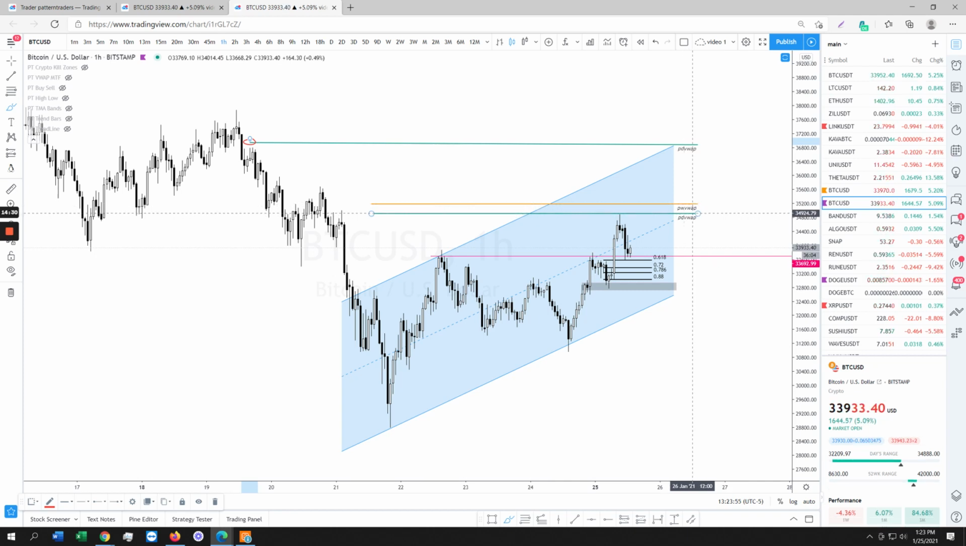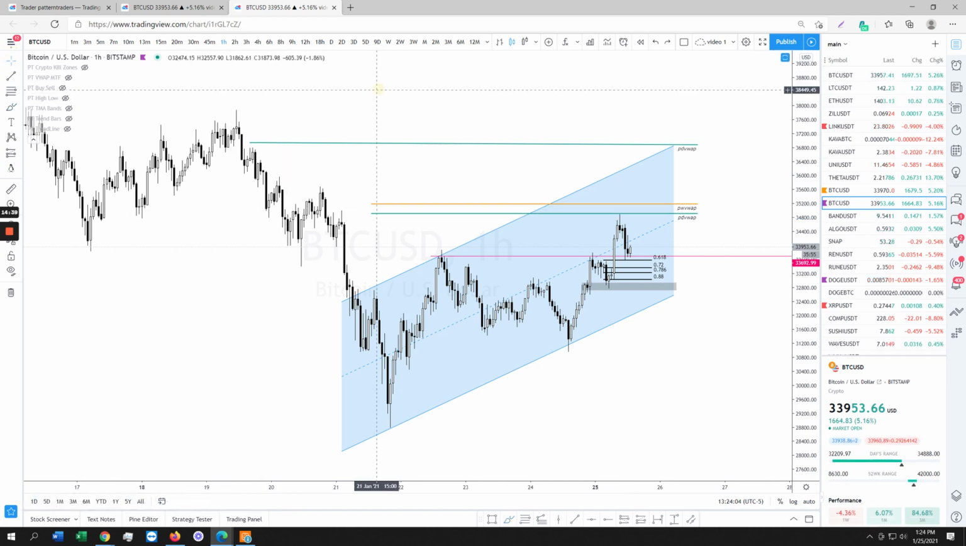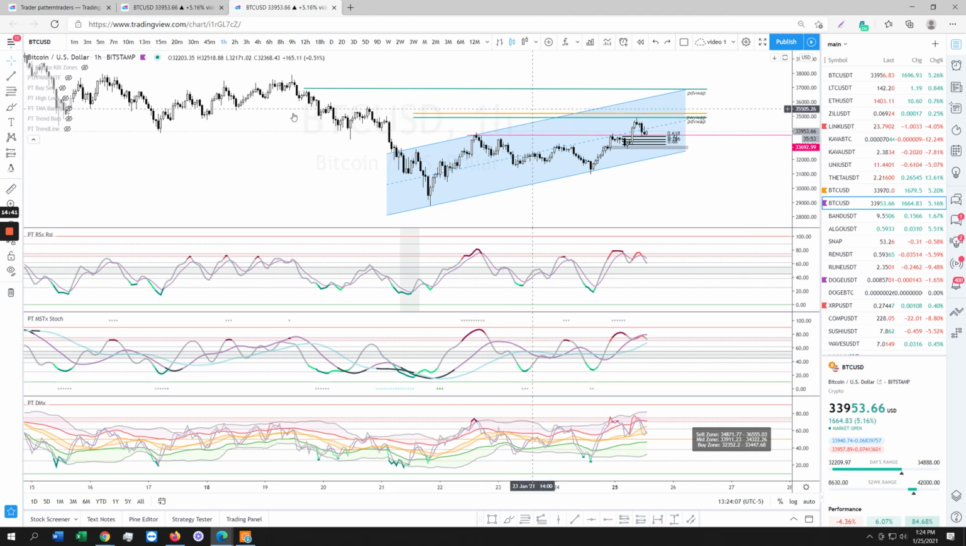So this is how I'm playing it, guys. In regards to oscillators, real quick, 1 minute. Obviously everything looks bad on the lowers. We have an RSX cross, bear div. Our Stoch is over under.